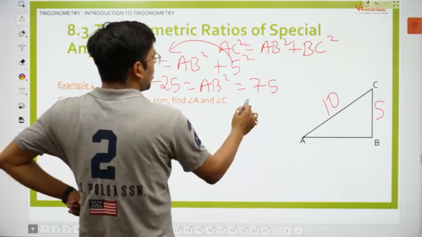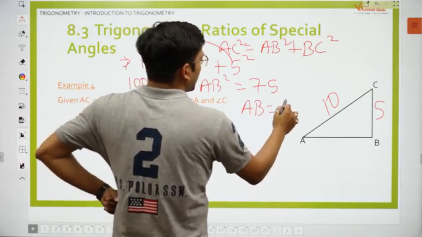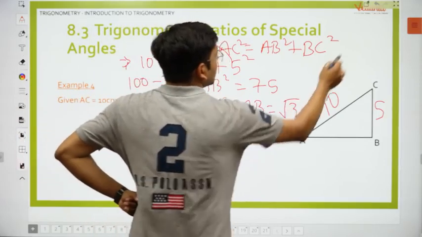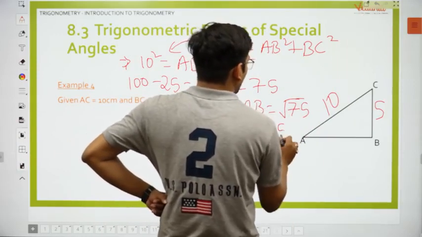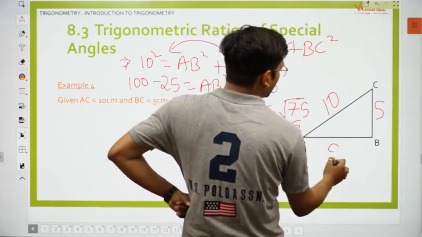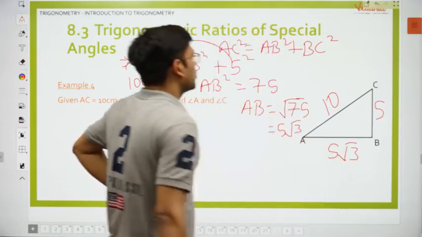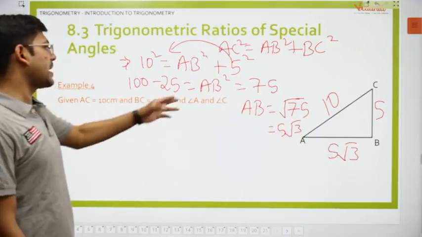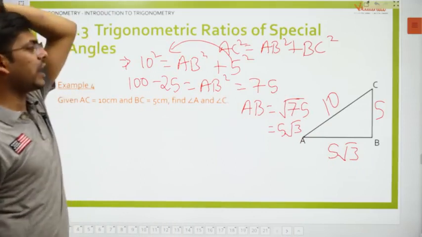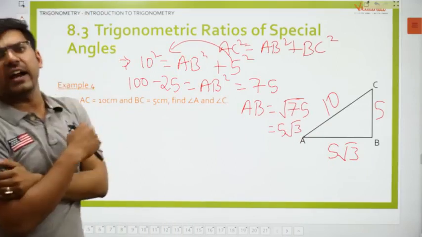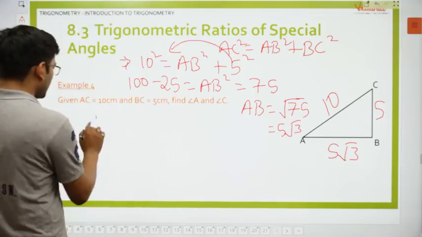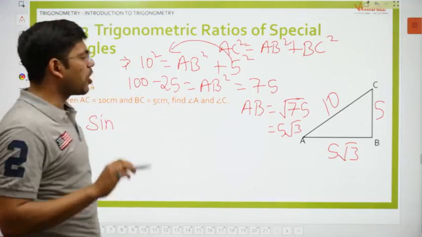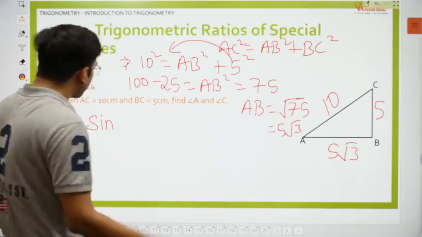Now, if I put the under root, AB will become root under 75. Root under 75, do you all know it? It is 5 root 3. Now, what is it asking? It is asking to find angle A and angle C. Can you get angle A and angle C? I can get it for you. Apply any T ratio, whatever you want.